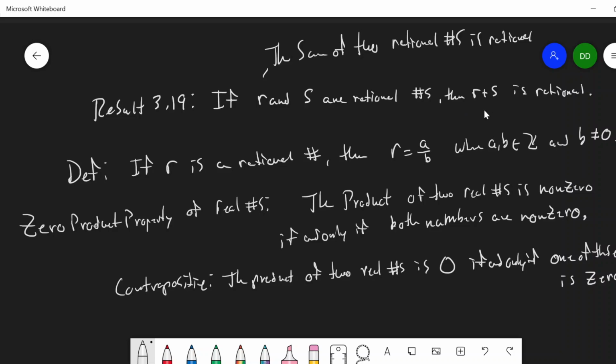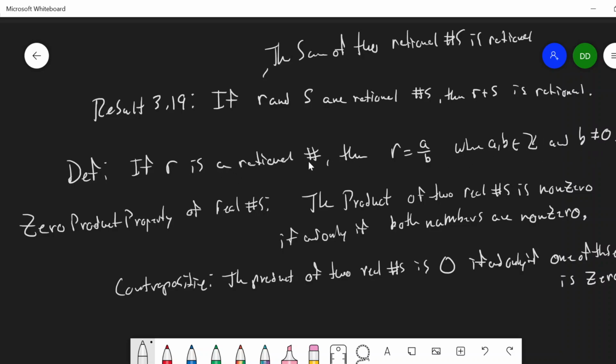But first, just like with even and odd numbers, where we had to first state a definition of even and odd, now we've actually already encountered the definition of a rational number, but I'll state it again here. If R is a rational number, then R is equal to a ratio of two integers. That is, R equals A over B, where A and B are integers, and B is not equal to 0. So that's what it means to be a rational number.